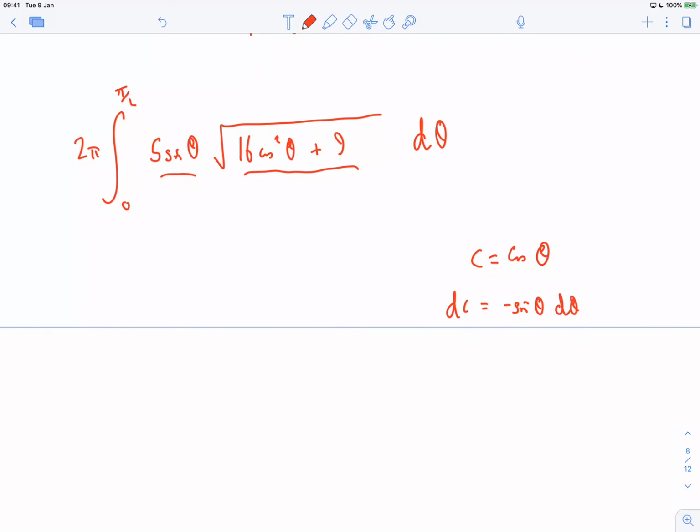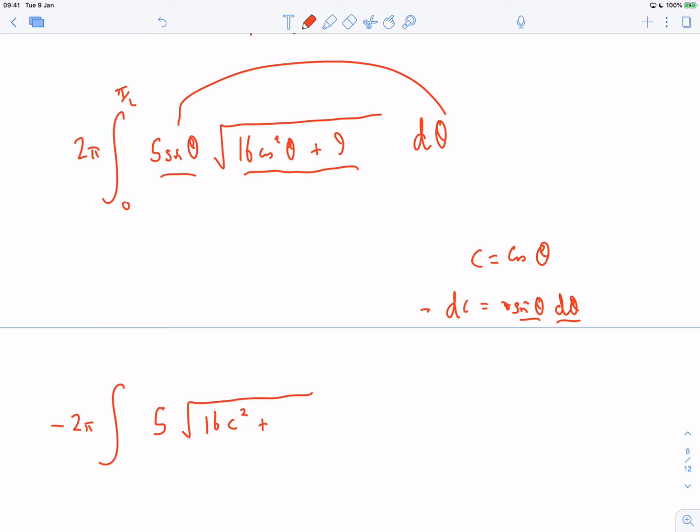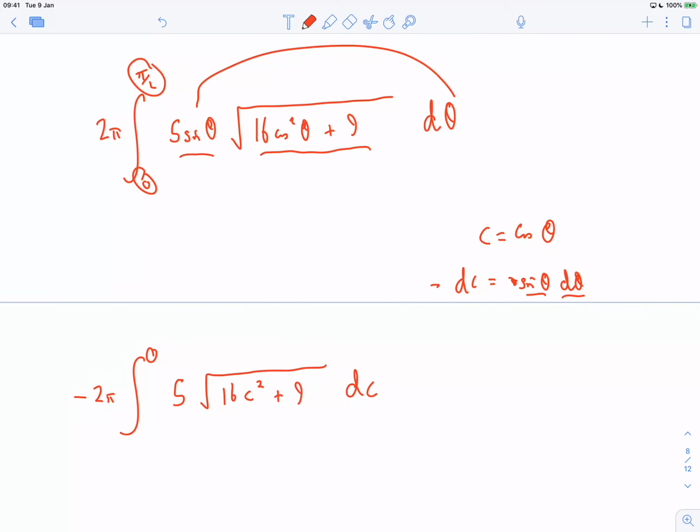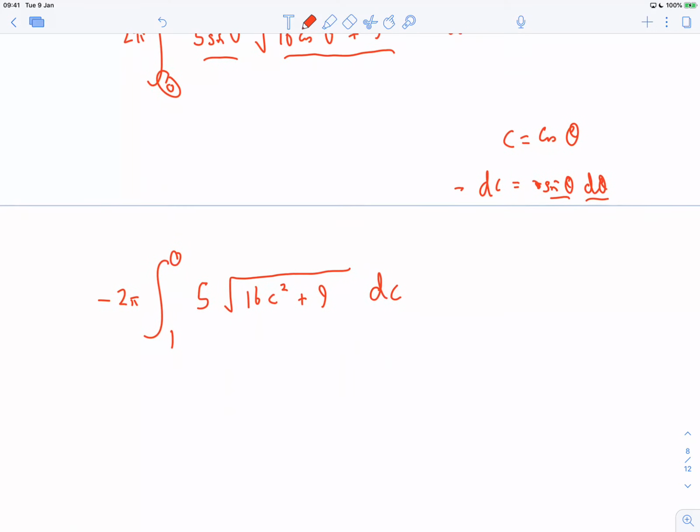Right, so c equals cosine theta. Then dc equals negative sine theta d theta. So what have we got here? I've got a sine theta d theta. I can get rid of that minus and put the minus there. So actually I can replace these two things with a minus 2 pi integral of 5 square root of 16c squared plus 9 dc. And then when theta is pi over 2, cosine of pi over 2 is 0. And when theta is 0, cosine of 0 is 1.